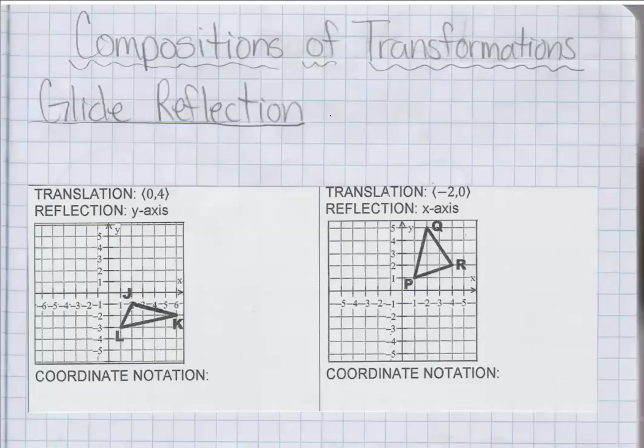You will get the wrong transformations. Glide reflections, they must be done in order.